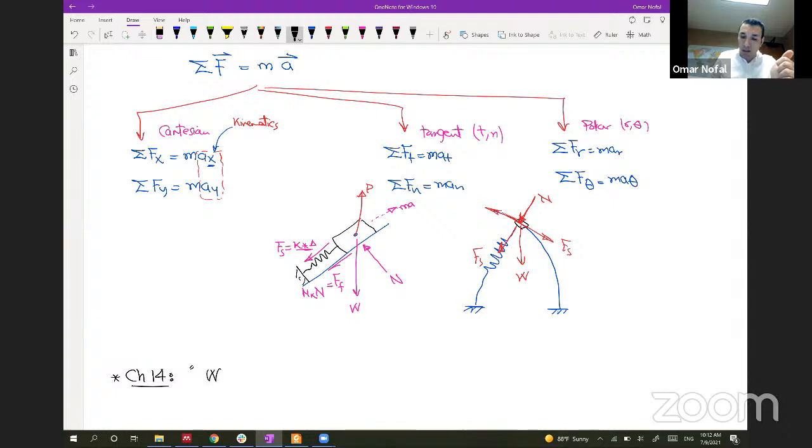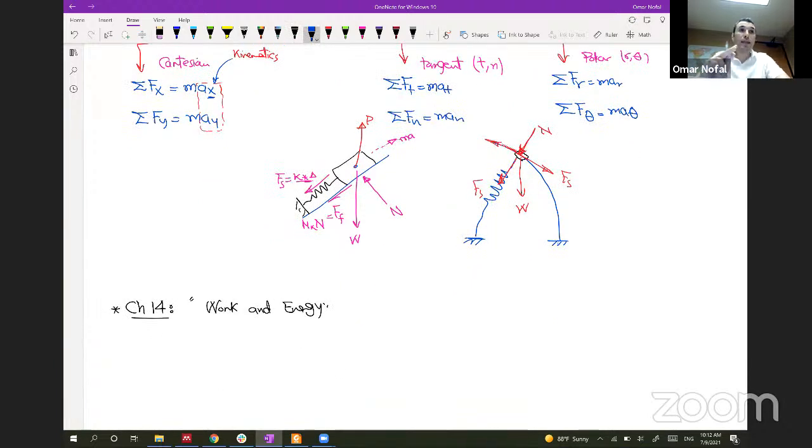It's the concept of work and energy. And for work and energy, we only have two main equations. The first equation: we have a body that is moving from position one here, going to position two here. So it has V1 and it has V2, and there are some forces acting on the path, like a spring and weight. So the kinetic energy at position one plus all the work done from one to two will be equal to the kinetic energy at position two.